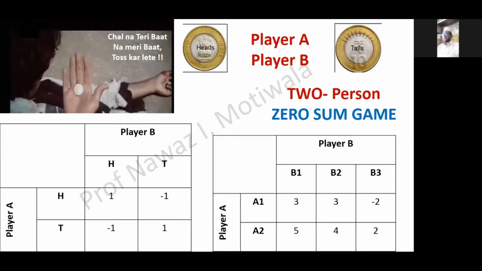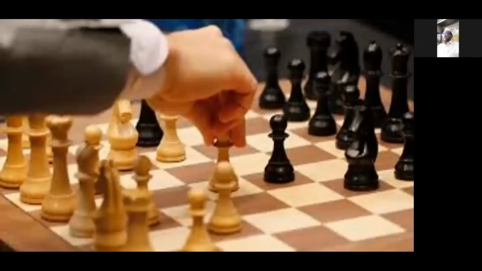Then we extended our discussion to which strategy someone will select, and we concluded that player A will always try to maximize his profit and player B will always try to minimize his loss. We took an example of how A maximizes and B tries to minimize the loss.